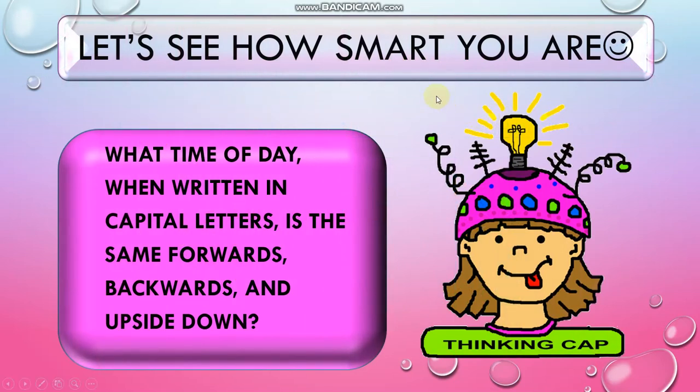Now I'm going to leave you with something to think about, and I want the answer again in the comments on Classera. What time of day, when written in capital letters, is the same forwards, backwards, and upside down? Don't forget this. Forwards, backwards, and upside down. So which word, what time of day is the time of day? That's your hint. And when it is written in all caps, all capital letters, it's the same. Either way you look at it, you even turn the book upside down, it will look the same. Put on your thinking caps and start thinking. I'm waiting for your answers.